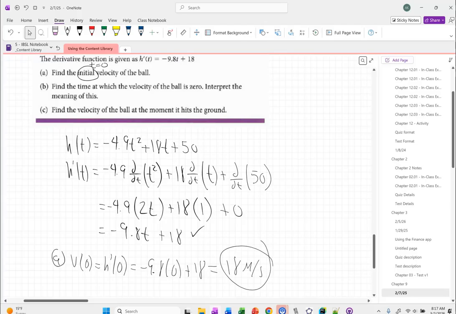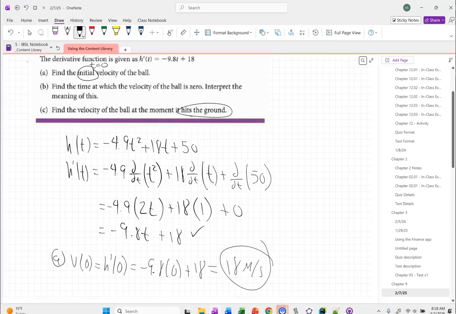Part C then says, find the velocity of the ball at the moment it hits the ground. So again, if I'm looking for a velocity, I need to have a time. Does it tell me the time in the problem? Not specifically, but it tells me how to find the time, right? What is happening to the ball at the time I'm interested in plugging in? It hits the ground.